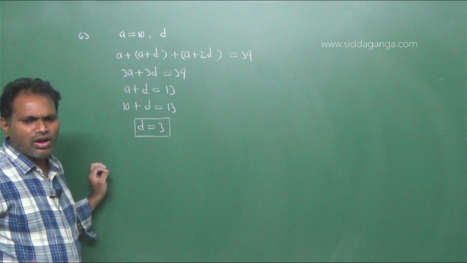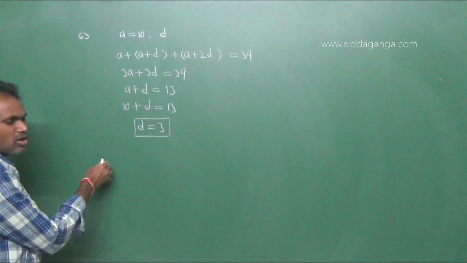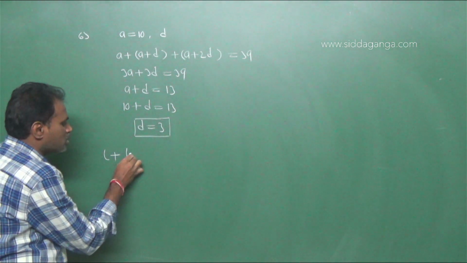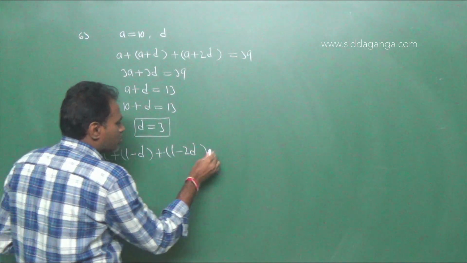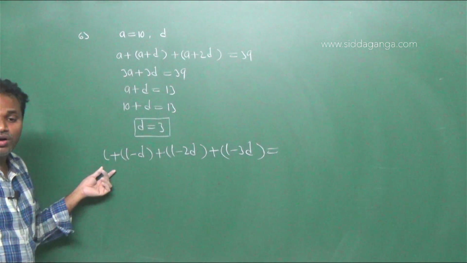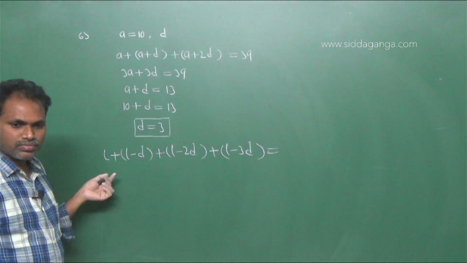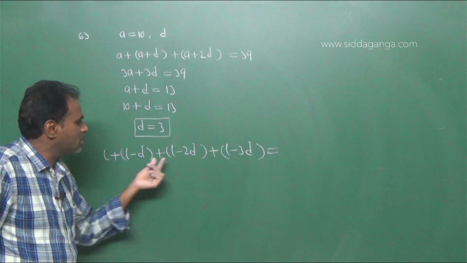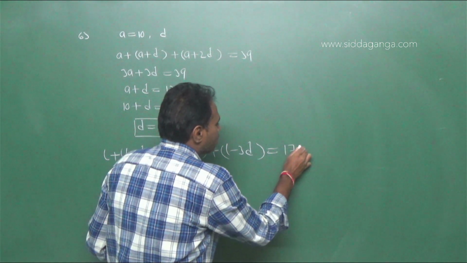Next, also given, the sum of its last four terms. The last term I am taking L, the previous term is L minus D, next L minus 2D, next L minus 3D. The sum of its last four terms is equal to 178, given.